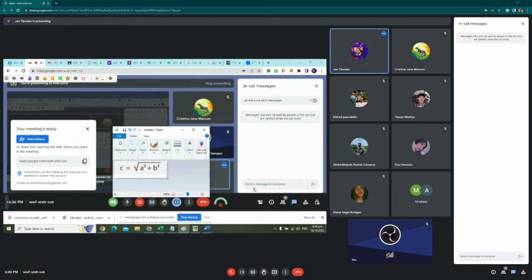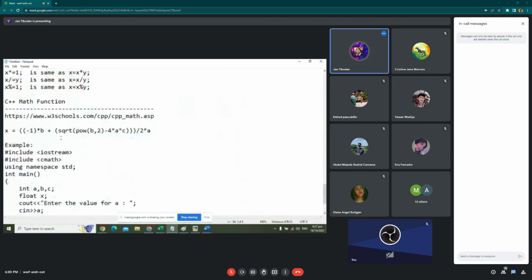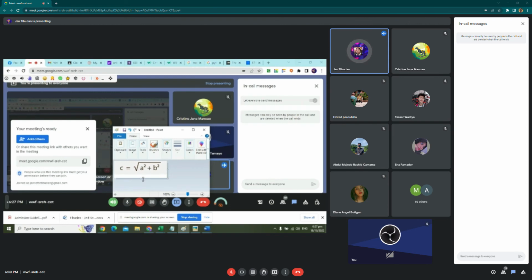Okay? So, parehas akong gibuhat ganiha ba? This one. Okay? So, this time, gamit mo square root o pow function.